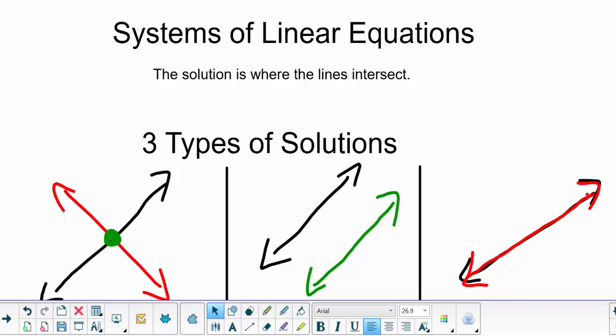So we are going to be reviewing systems of linear equations. This is something that you should have covered in Algebra 1, reviewed it again in geometry, possibly seen it in pre-algebra as well. I don't know, maybe.